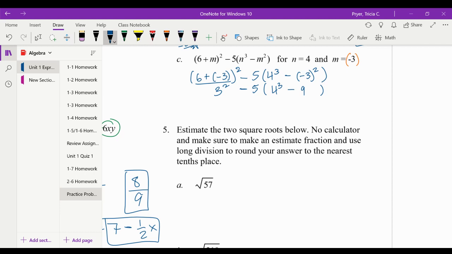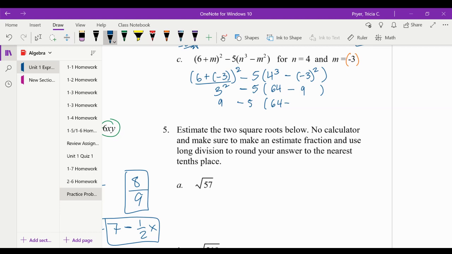Oh, whoops, I have another exponent there. I don't know why I didn't do that. 4 cubed is 4 times 4 times 4. Well, 4 times 4 is 16, times 4 is 64. All right, let's continue. So I still have another exponent. 3 squared is 9, minus 5 times 64 minus 9.